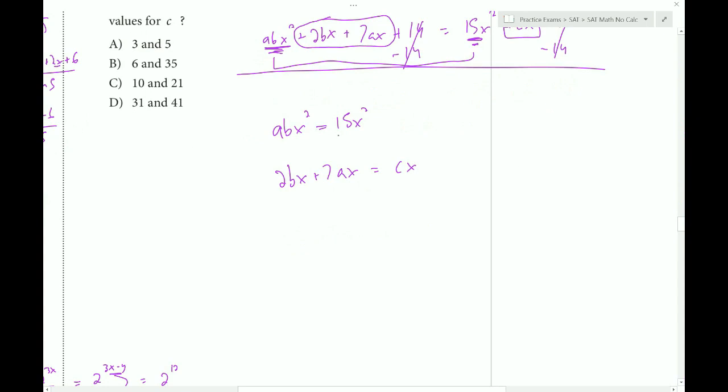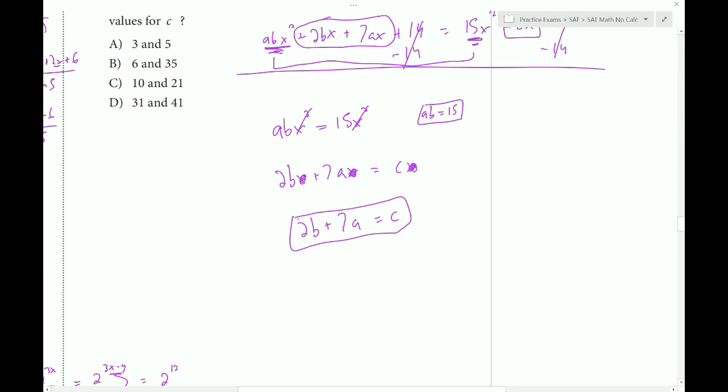So now I can divide by x squared on both sides, canceling it out. I get ab equals 15. That's my first equation. Then from here, I can divide by x everywhere, canceling it out, so long as x doesn't equal 0. So I get that 2b plus 7a is equal to c.